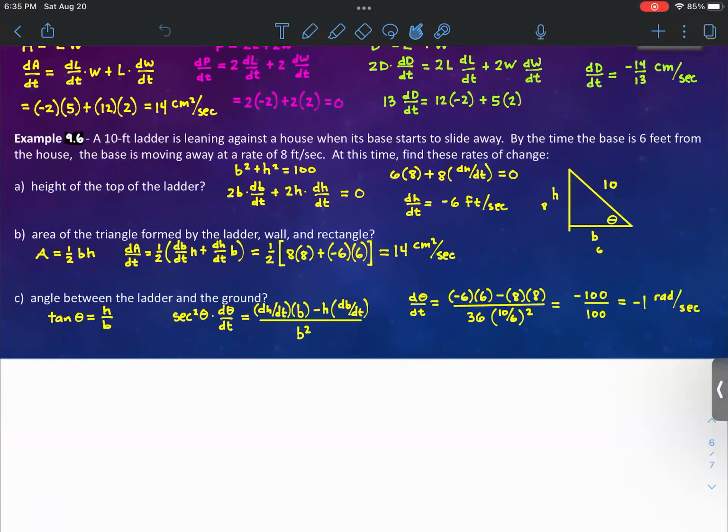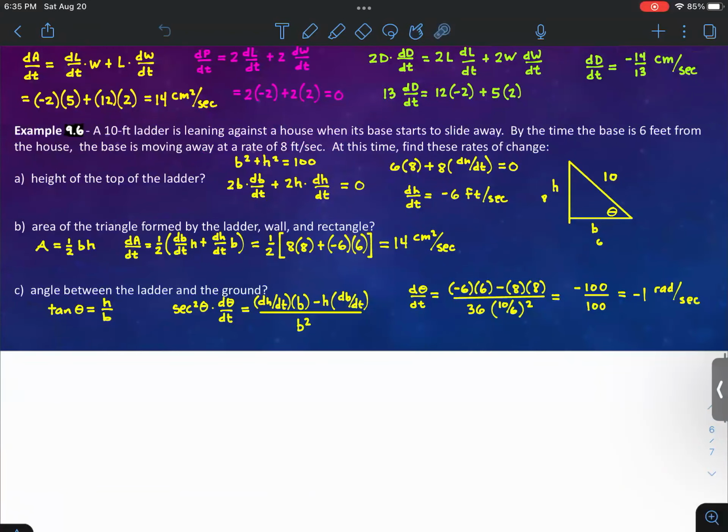All right, final problem. Another common setup, ladder against a house, and it starts to slide away. Ladder is always 10 feet, that doesn't change. I've drawn my picture here. What does change is the position of the top and base of the ladder, which correspond to then the height and base of this triangle. So H and B are changing.